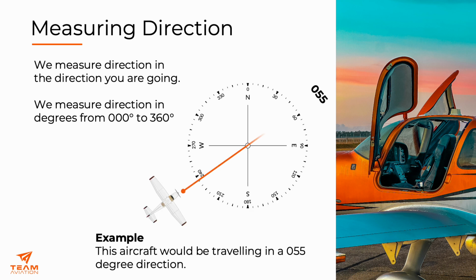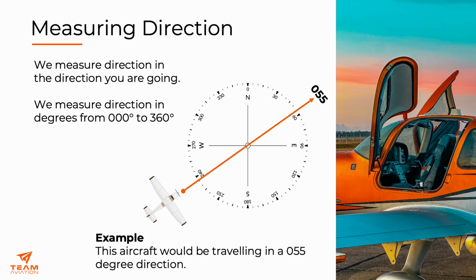Easy, right? When flying, we always need to know which direction we are going. Pilots don't just say left or right. We use precise numbers to describe direction, just like a compass. Let's break it down. We measure direction in degrees, starting from 0 degrees or 360 for north and moving clockwise around a circle to 360 degrees. North is 360 degrees, east is 090 degrees, south is 180 degrees. West is 270 degrees. Every direction in between is measured in degrees as well.